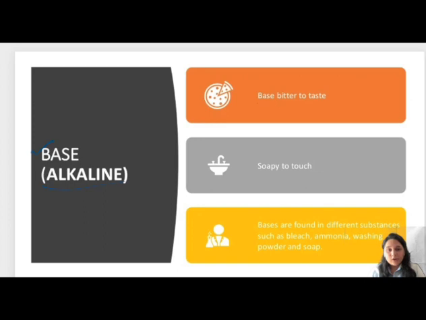As we already talked about, acids are sour in taste. Same as bases are bitter in taste. And if we touch any base, they feel soapy to touch. And the substances in which we find the base, we call them basic substances. There are some examples in which we have found base, like your bleach, ammonia, washing powder, and your soap that you use daily in your life.